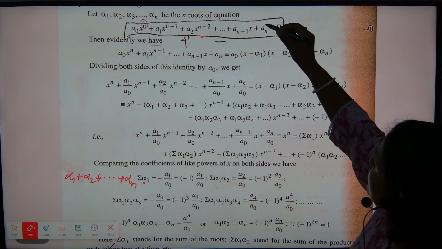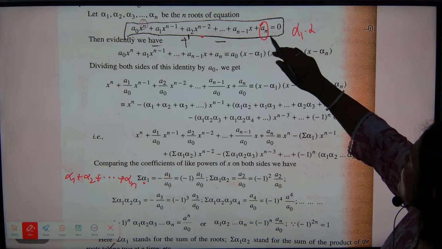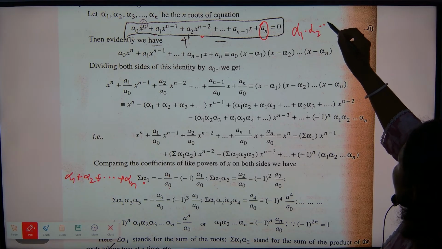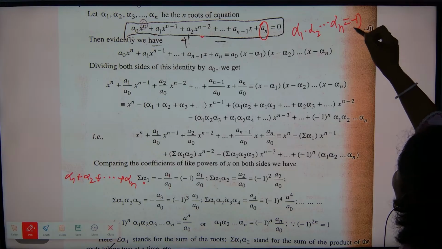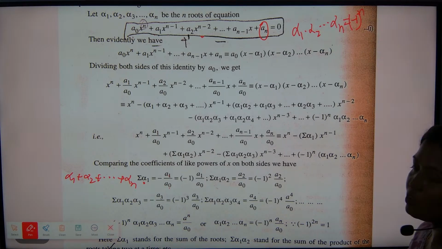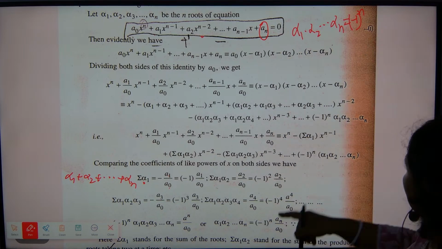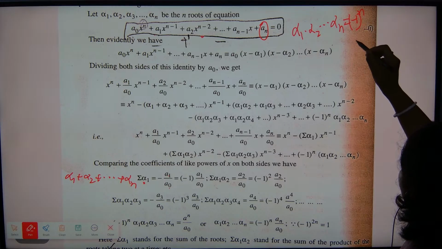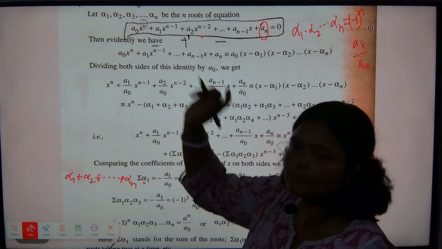At last, we have the product, always the constant term. We don't know the sign right now, that's why minus 1 raised to n. And the result will be the coefficient an by a0, the last divided by the first.